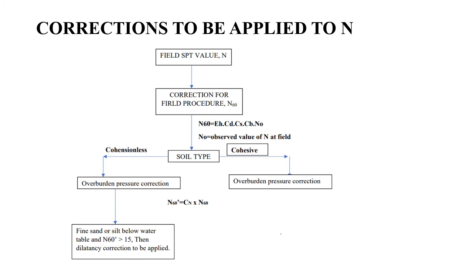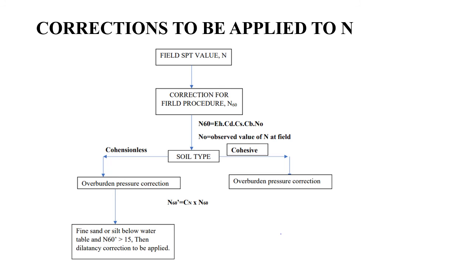Okay, and now you are going to correct that N value for the various corrections that we just saw. Normally we denote that corrected N value as N60. Here N0 denotes the measured N value at field, or the observed value of N at field.